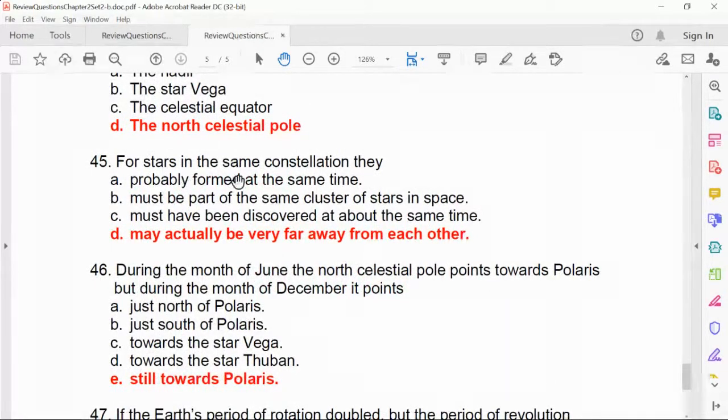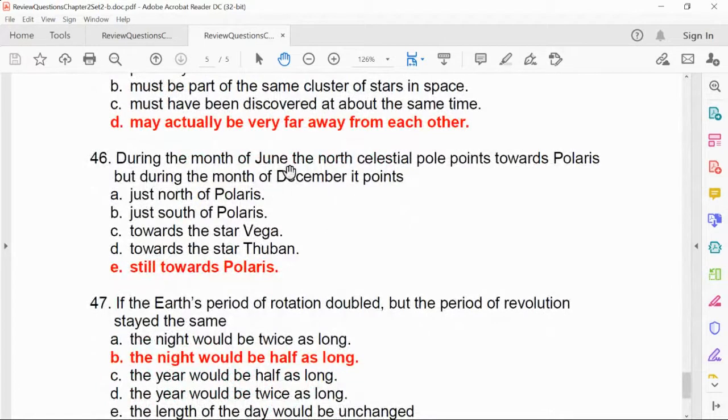Question 45. Stars in the same constellation may actually be very far away from each other. You may see a constellation, and even with the definition of astronomy that we have now, these stars are not located at the same distance from here. They may be far away from each other, but we see their projection.